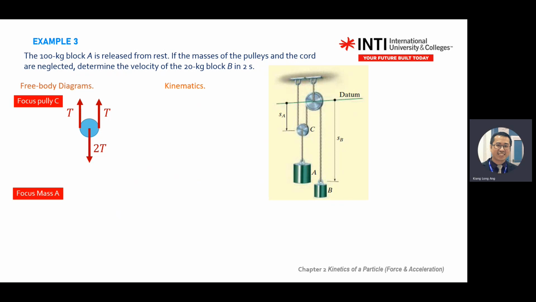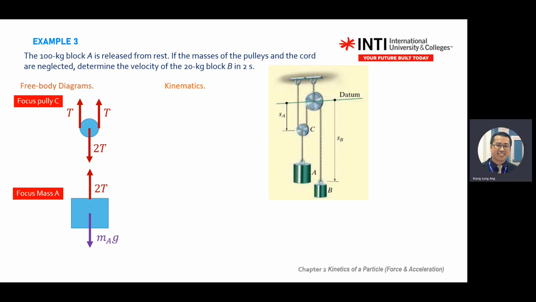Then you go to mass A. You draw the free body diagram for mass A. Mass A will have a gravitational force on it, so you always have W, which is your mg. And the rope on top of it has 2T, 2 tension. So the tension of A will be different from the tension of B because of the number of pulleys. So for object A, you have 2T, 2 tension force.